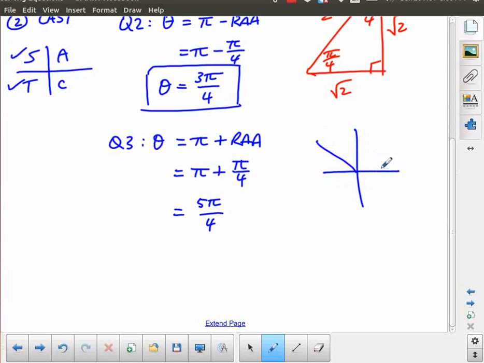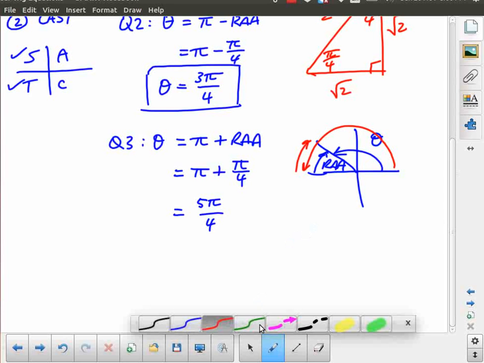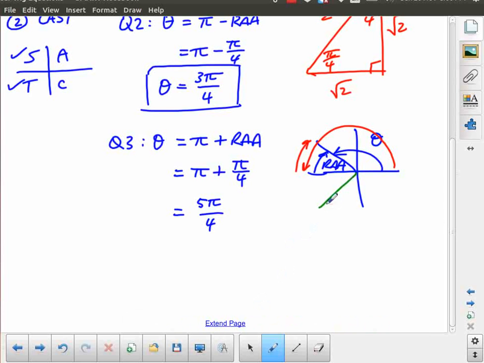In quadrant 2, if that's my angle theta, and here's my related acute angle, then the way I can find this angle theta is to come all the way around to pi and then go back by the related acute angle. That's how I ended up with pi minus the related acute angle. If I'm over here in quadrant 3, then I go all the way over to pi, and then I add the related acute angle. That's what I had here, pi plus the related acute angle. So there we go, we have two answers.